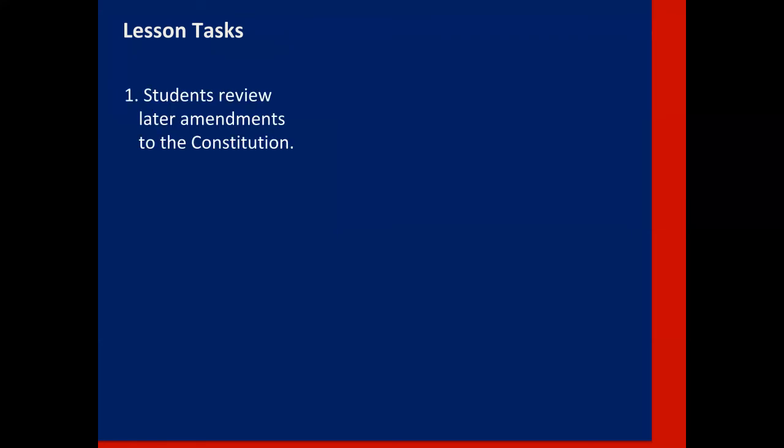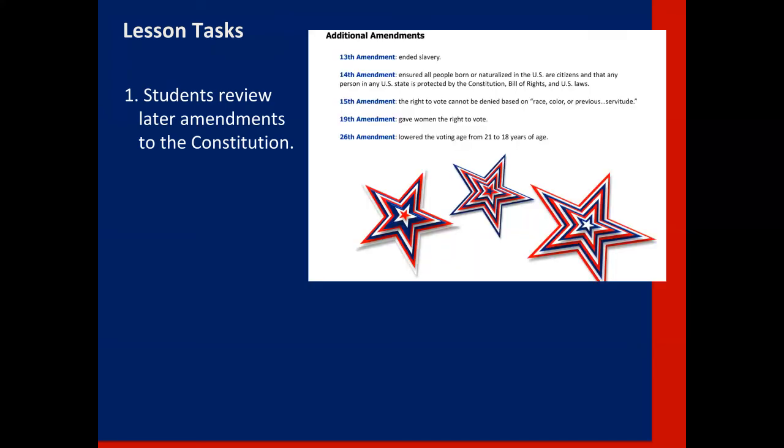And the remaining lesson tasks are these. Number 1, students are going to be looking at some later amendments, really important amendments to the Constitution. And these are the 13th, 14th, and 15th Amendments. So one important thing to remind students is that the Constitution can be changed, and that's through the amendment process. And it has been amended several times. So you can briefly go over the additional amendments, and again, particularly the ones that are listed here, the 13th, 14th, 15th, 19th, and 26th Amendments.